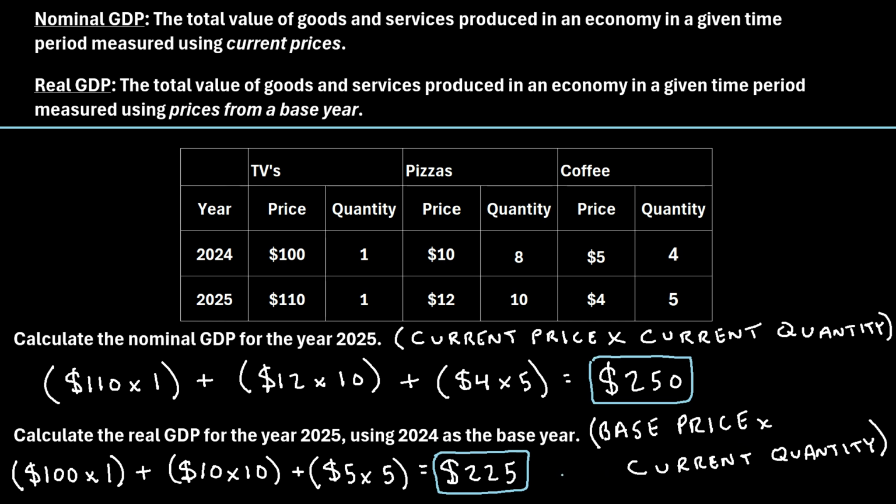Now, the reason that you would even want to calculate real GDP is because it shows whether an economy is actually producing more goods and services, while nominal GDP can be impacted by price changes. So that was just a quick example of how to calculate nominal GDP and how to calculate real GDP.